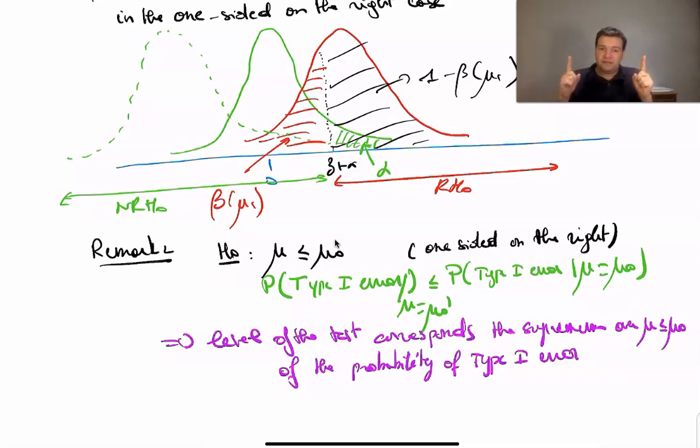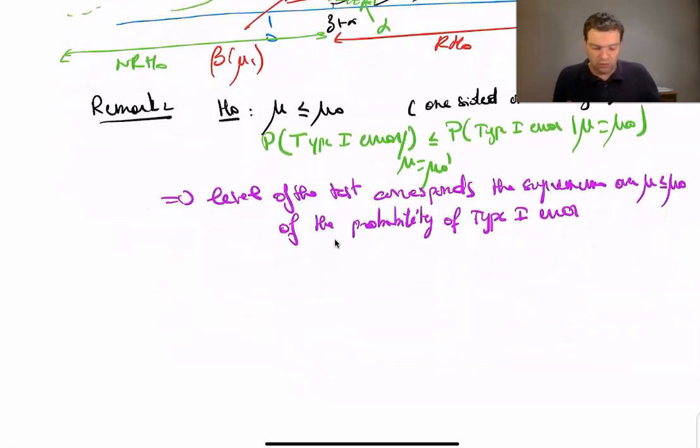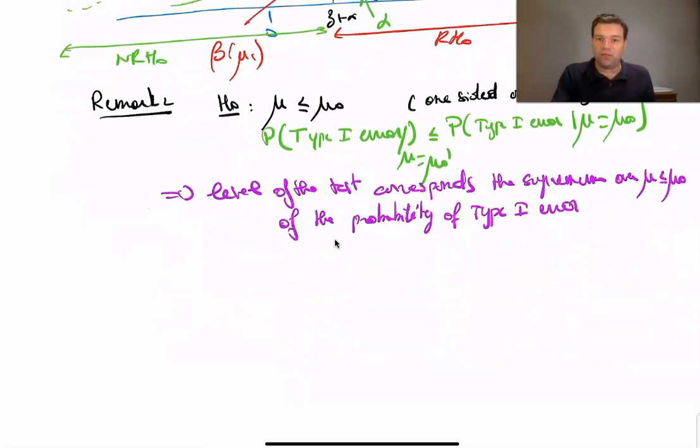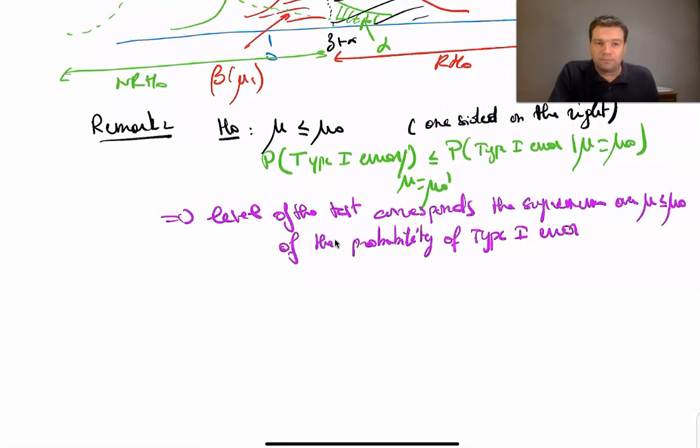the level of the test is alpha, but the probability of the type 1 error is smaller or equal to alpha. It can be alpha, but it can also be smaller than alpha. In the two-sided case, we have a level of the test which exactly equals the probability of the type 1 error. That is for this remark 2. And since we are here, we can also draw, and I'm going to conclude this video with that, the power.